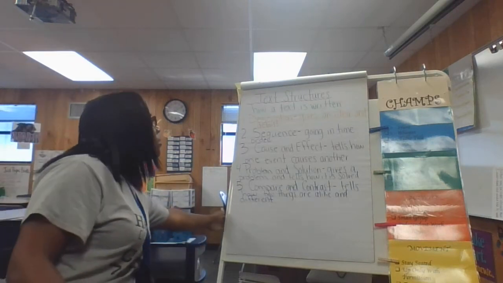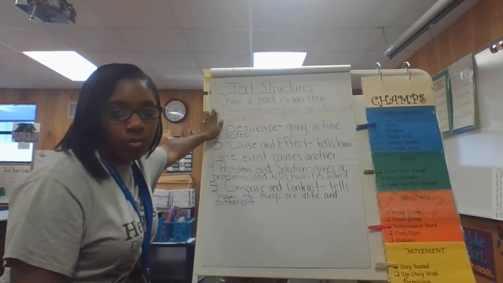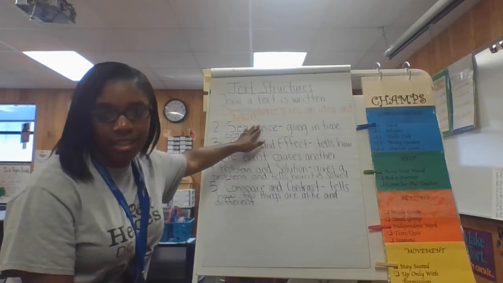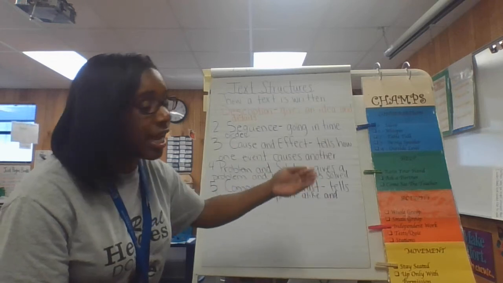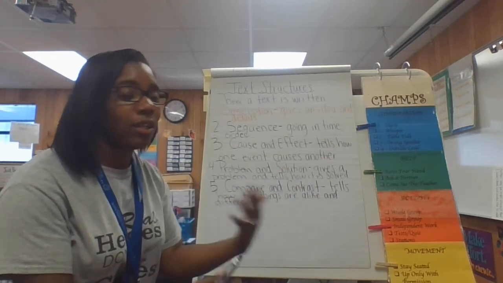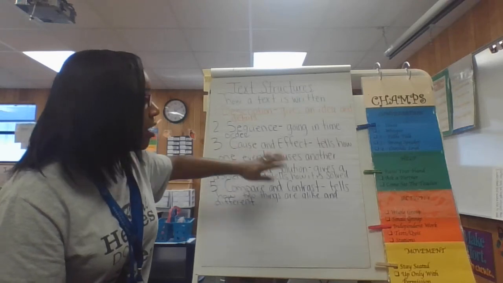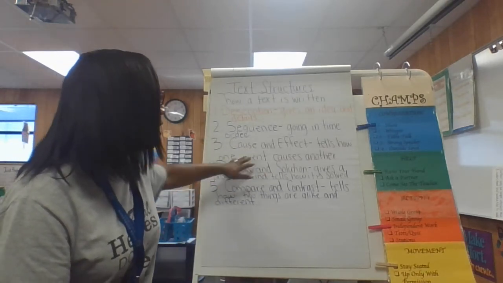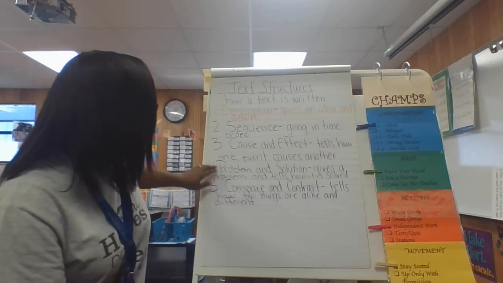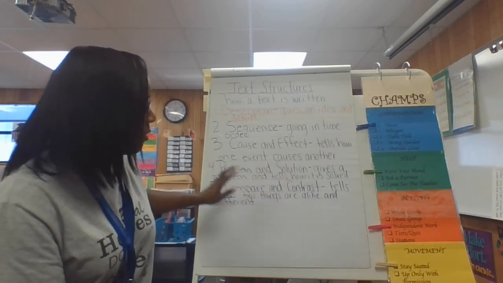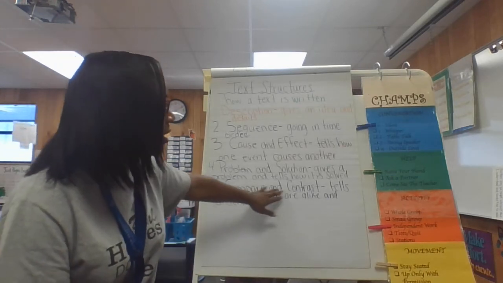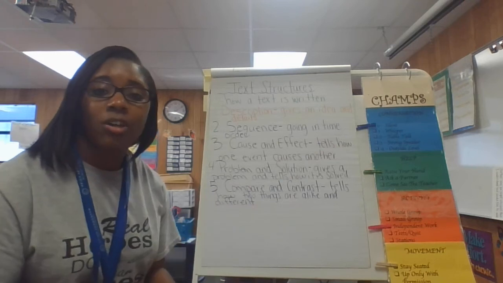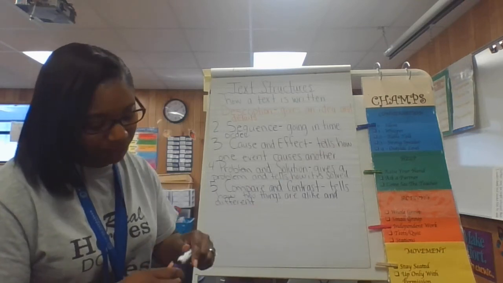And there you have it. Now you know all of the text structures. Number one is description. That's giving an idea and then some details about it. Number two is sequence. That's going in time order, the events going in order. The third is cause and effect. It tells how one event causes another. Number four, problem and solution. It gives a problem and then how to solve it. And the last text structure is compare and contrast. It tells how two things are alike and how they are different.